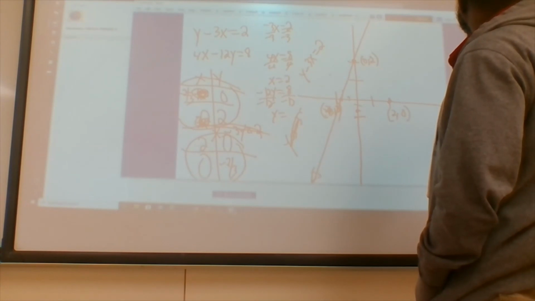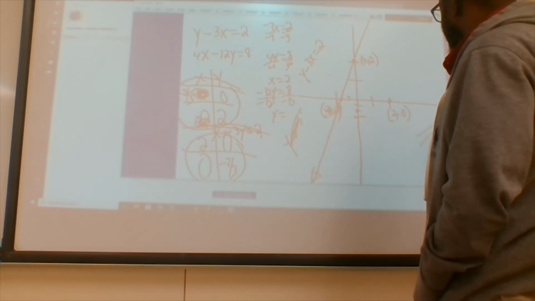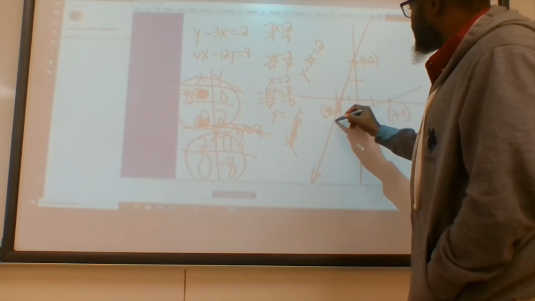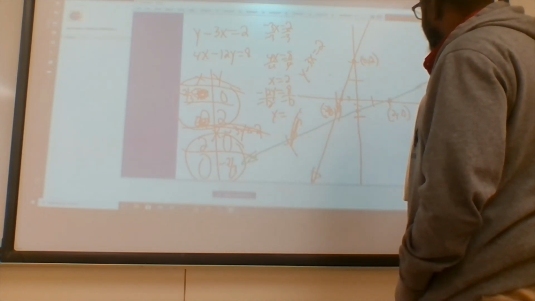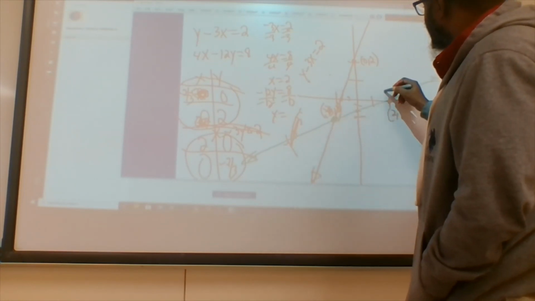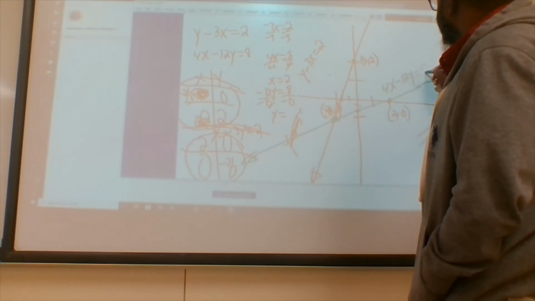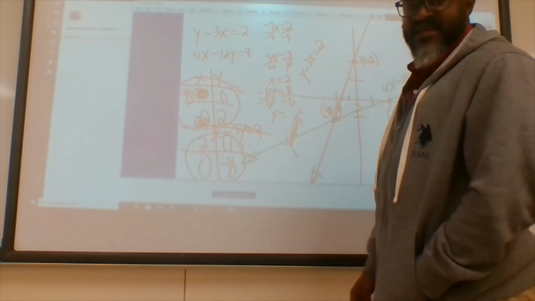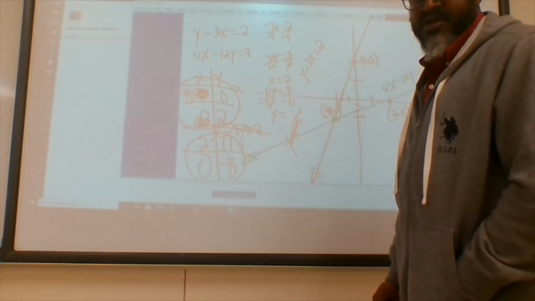Let me change my color. You go here. This is telling you this is the solution of the system for x minus 12y is equal to 8. And you're done. The only thing you're doing is finding the x and y-intercepts. I did not look for any other points.